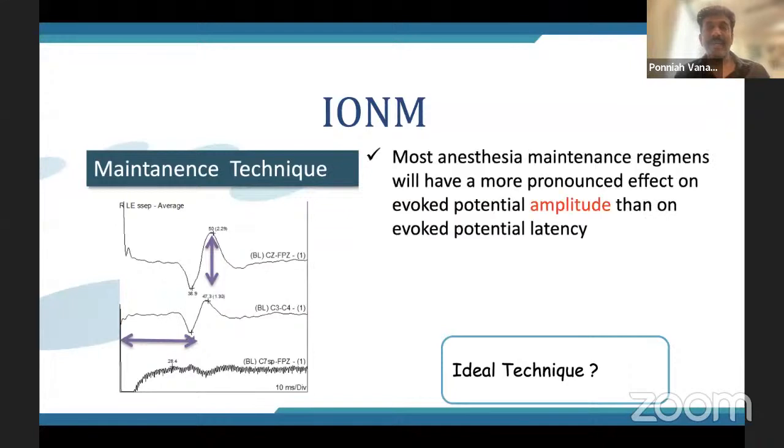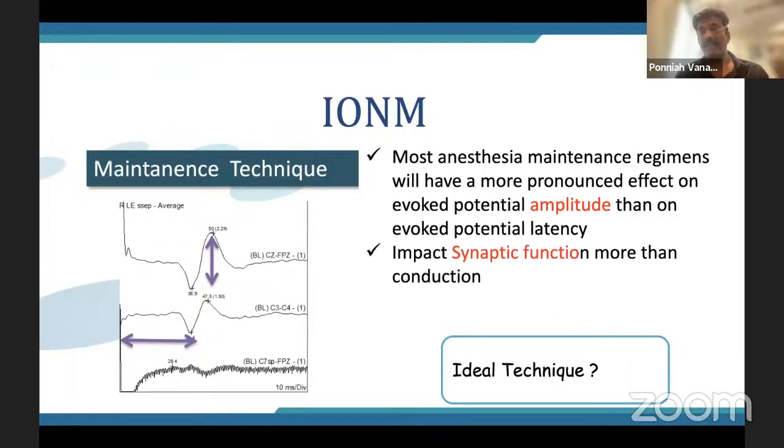On maintenance technique, the most common anesthesia maintenance regimens will have a more pronounced effect on the evoked potential amplitude than on the latency. So when you are maintaining the anesthesia, it's the amplitude which is affected more commonly than the latency. It impacts the synaptic function more than the conduction. So you have to be very careful. As I said, the VEPs are more sensitive, followed by MEPs, SSEPs, and the most resistant is the brainstem auditory evoked response. That's a question which will be asked.